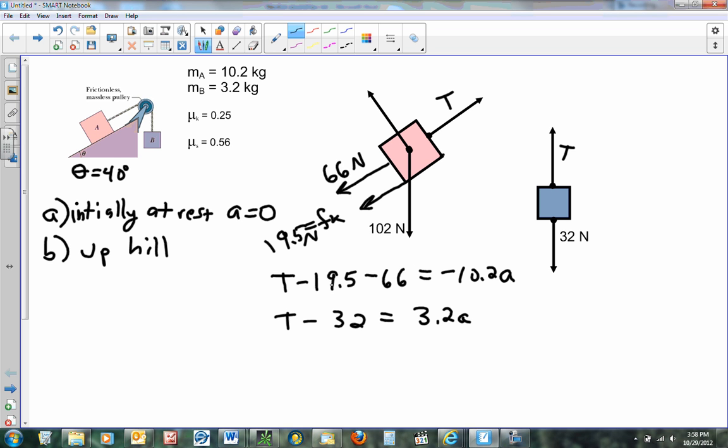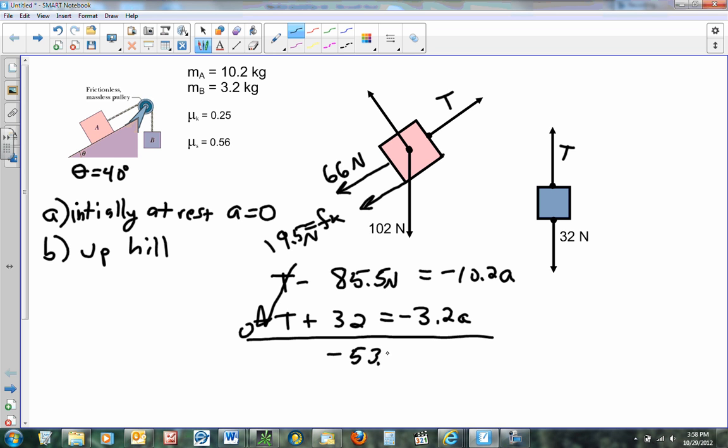So I'm just summing up all the forces, subtracting the ones that are downhill, and then this one's positive, so it's going to be T minus the two downhill ones. If I add these two together, I get a total of 85.5 newtons downhill. So what I'm going to do is subtract this equation from the top equation. When I do that, the tensions go away. They're 0. I get negative 53.5 newtons here.